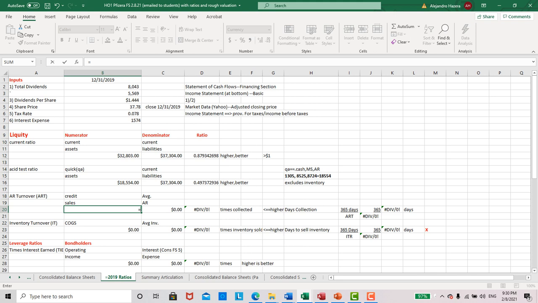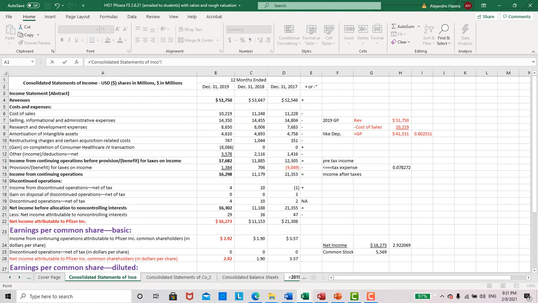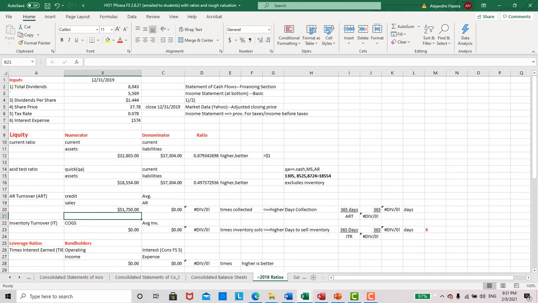Theoretically it should be credit sales, because we're measuring how many times you could collect sales that have gone through accounts receivable, which are credit sales. But sometimes it's nearly impossible to separate your cash sales from your credit sales, so it's become a habit just to use total sales here, which is 51,750.